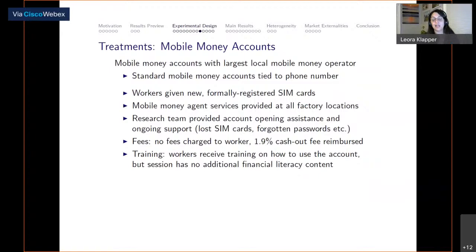So here was challenging. Many of the women in our sample didn't own their own phone. Some actually came back when we offered to buy phones for the workers. Some came back saying, my husband won't allow me to have a phone. Also, there were interesting know your customer and anti-money laundering challenges.